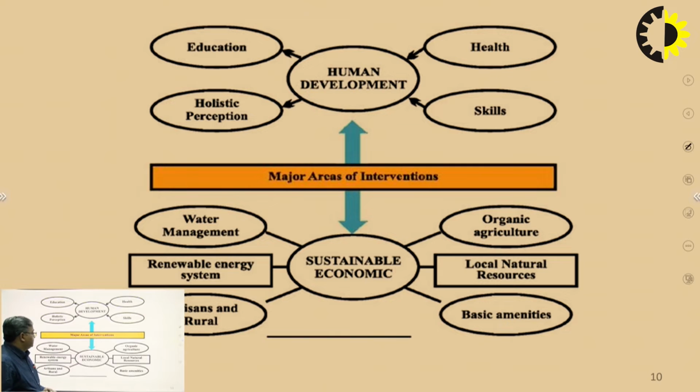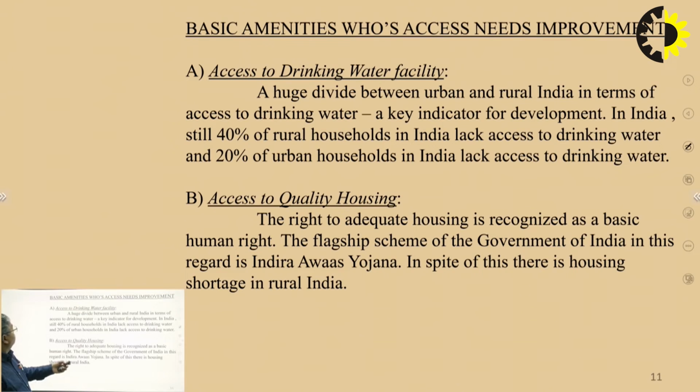This is a diagrammatic representation of human development, and these are the four basic indicators. Next, we have basic amenities whose access needs to be improved. Access to the first point is access to drinking water facility.